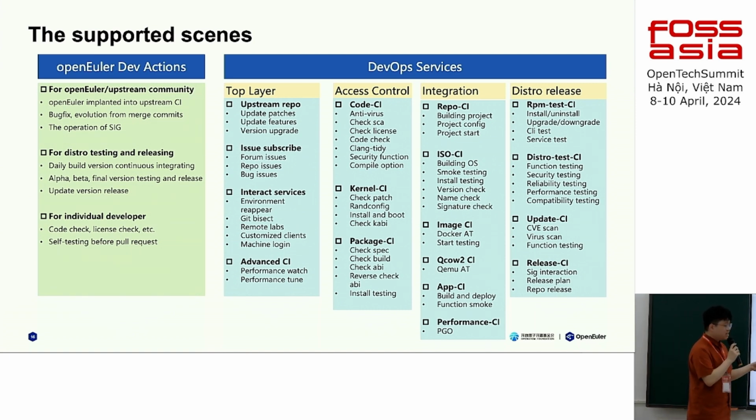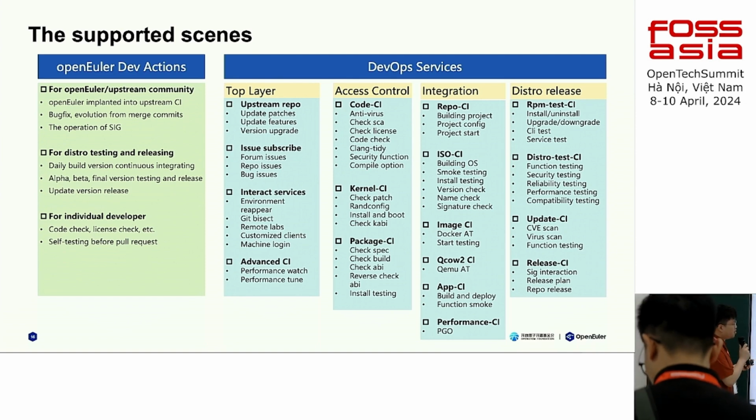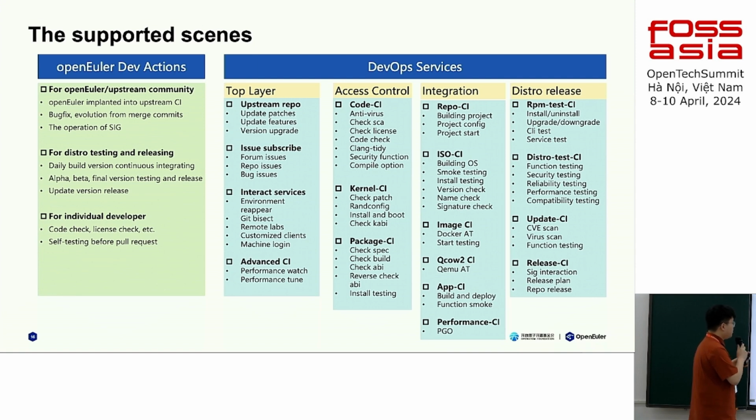Like code CI, which means access control on your repo, or kernel CI for the kernel repo access control, or the ISO CI, like how to build your own distro image. Like the release CI is for the release management for your community. So all of these CI types are for different kinds of things. They are all different kinds of templates, and like in code CI, the antivirus or the SCA check, license check, all of them are atomic jobs supported by Compass CI.